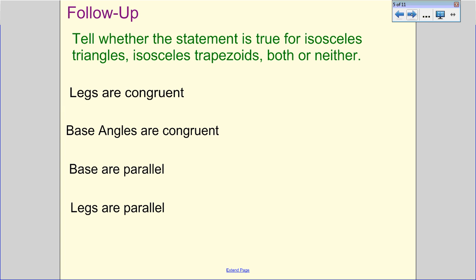So let's take a look at this follow-up. Tell me whether the statement is true for isosceles triangles, isosceles trapezoids, both, or neither. I'll do the first one with you. Legs are congruent. That is both, because an isosceles triangle is defined as having two congruent legs, and that's how we define an isosceles trapezoid. So what I want you guys to do is finish now, and then we'll check those in class.